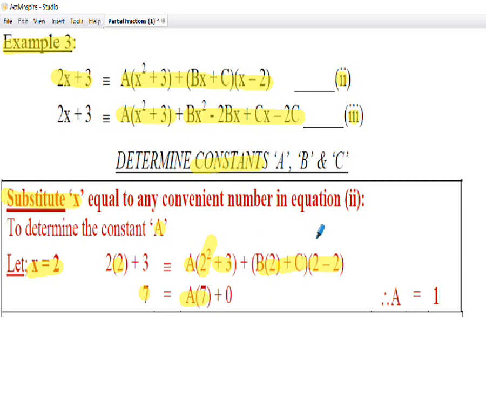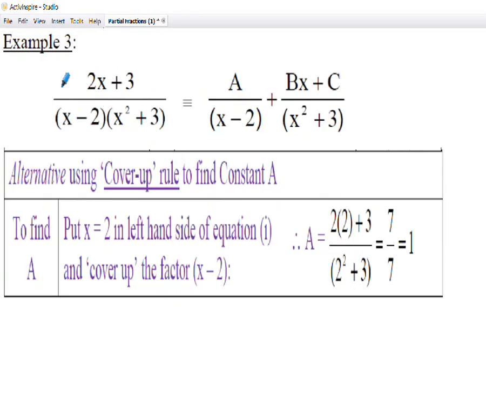So a in this case is equal to 1. So I can use the substitution rule to find the value of a, but not to find the value of b and c. Okay, example 3 continued.